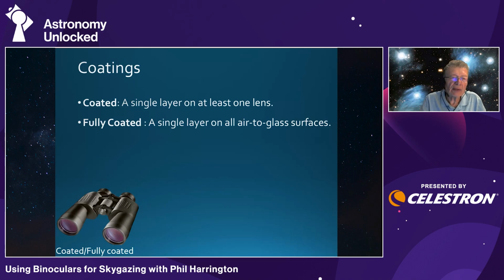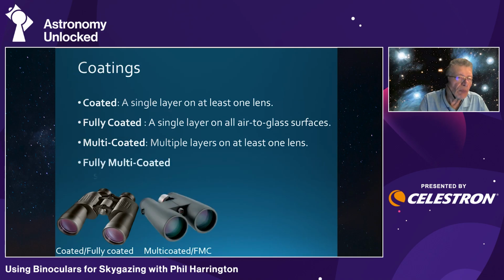You can tell immediately if you have coated or fully coated optics by looking at the color of the reflected light in the objective lens. Hold the binocular at arm's length, tilted at an angle toward a bright surface, maybe a ceiling, for instance. You'll see color reflected in the glass, in the objective lens itself. It appears kind of purplish, like you see in the picture here. That tells you it's a single layer of optical coating.